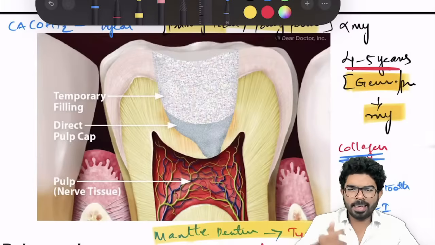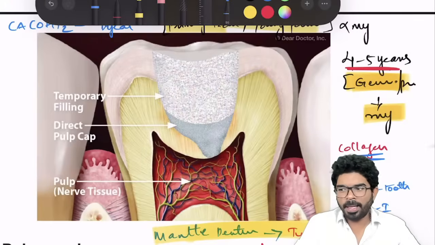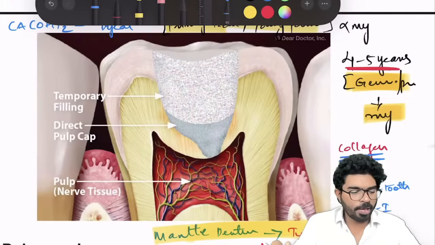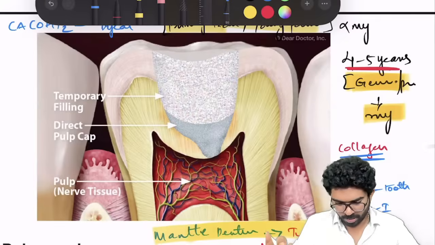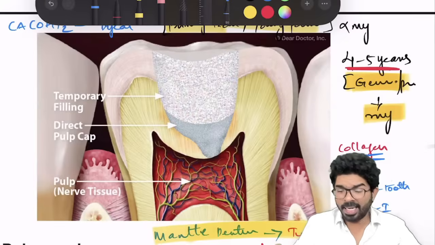Keep on digging. Suddenly, a pink point, mechanical exposure, pink point. You have seen this at a BDS level.